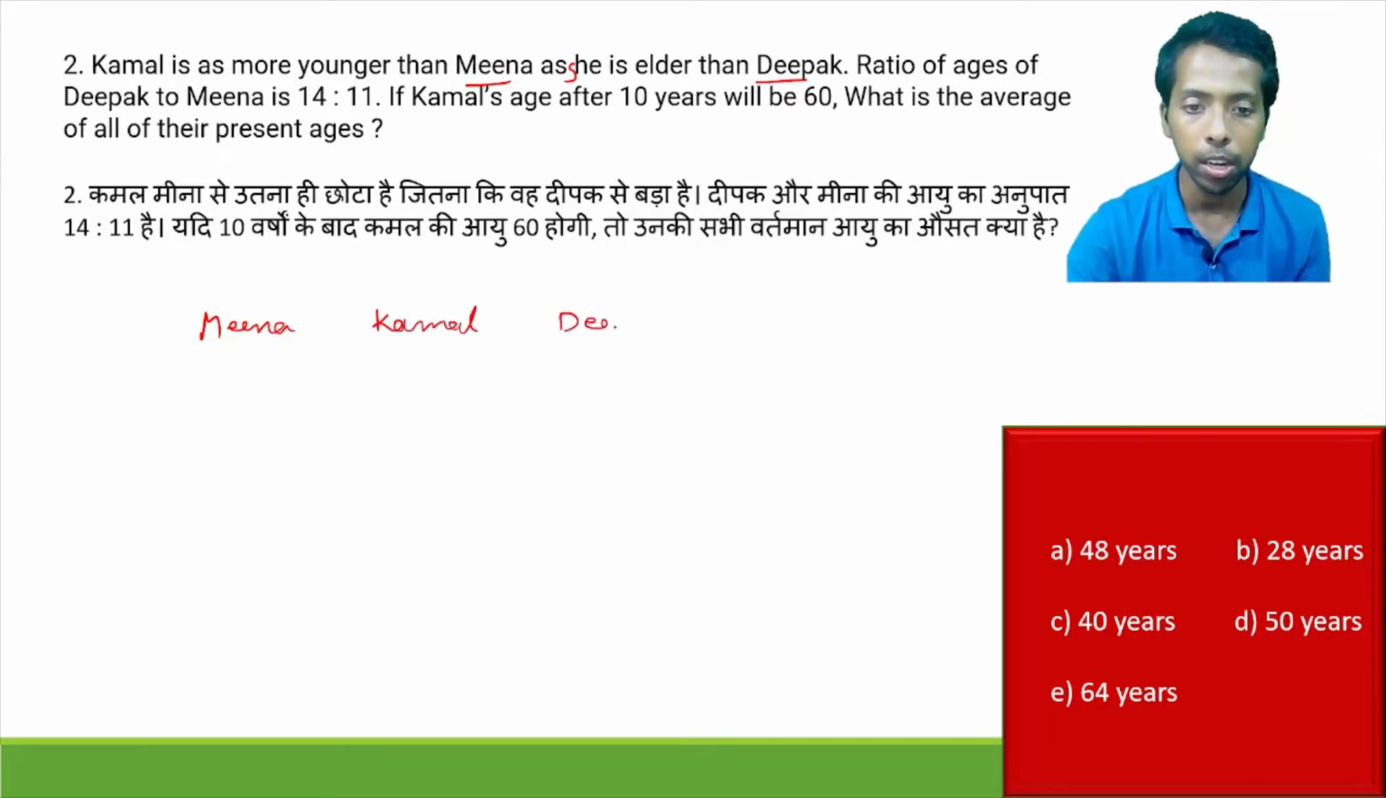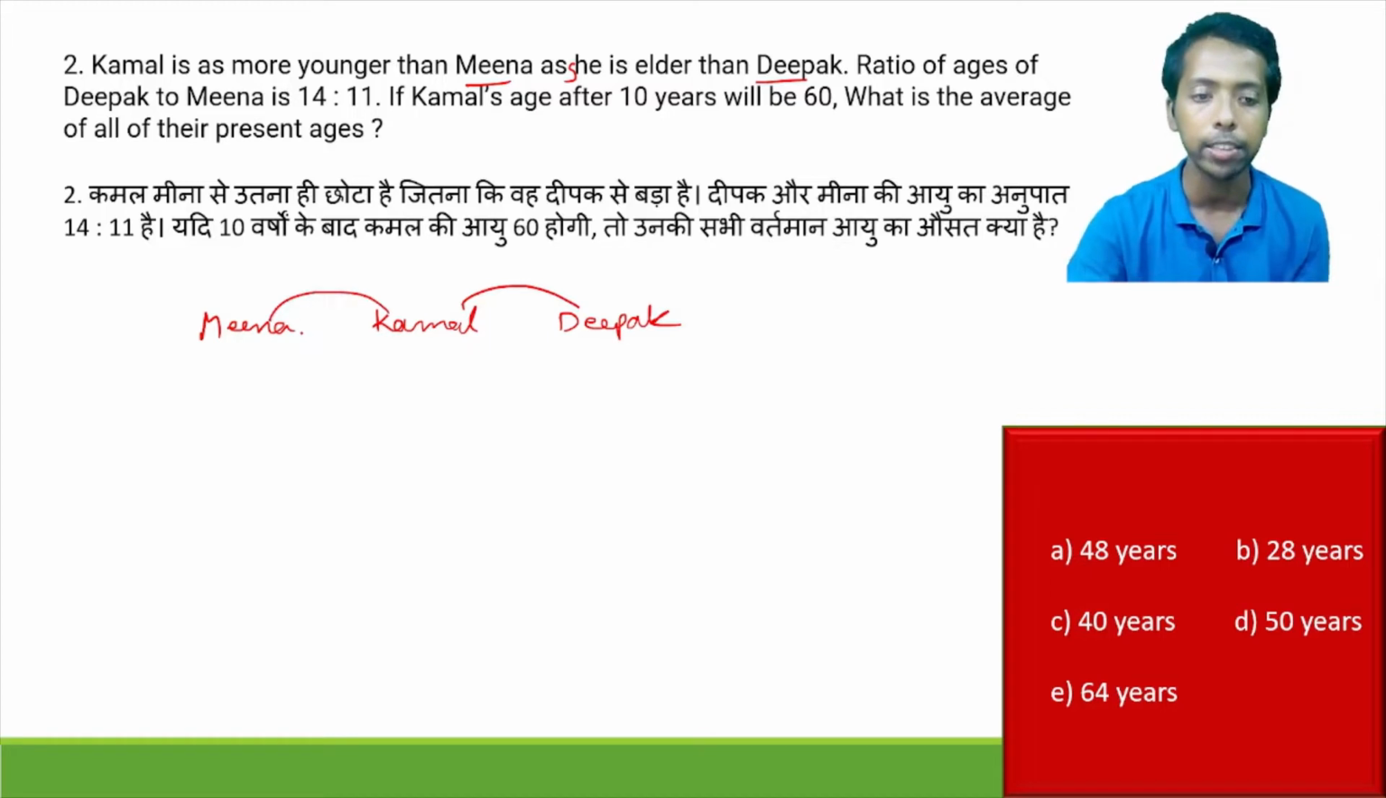What is the meaning of this statement? That is, whatever the difference between the age of Kamal and Deepak is exactly the same as the difference between the age of Meena and Kamal. But one important thing, that Meena is elder than Kamal, who is elder than Deepak. That means Deepak here in this set is the junior person, right? And the ratio of the ages of Deepak and Meena is 14:11. Deepak and Meena. So Deepak here, if it's 14, this is 11.